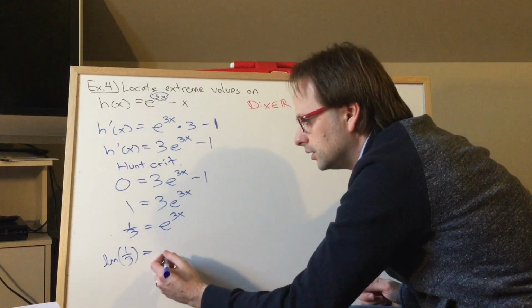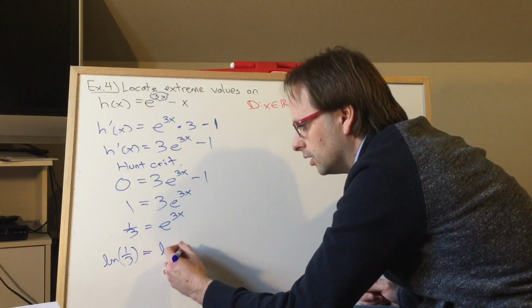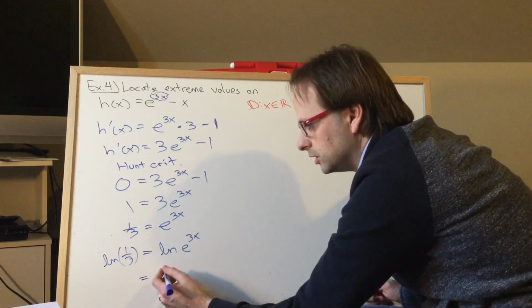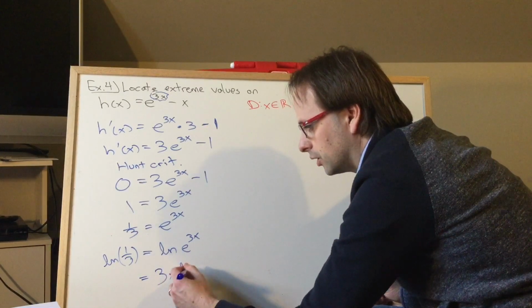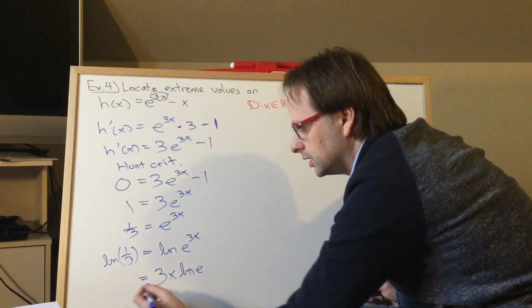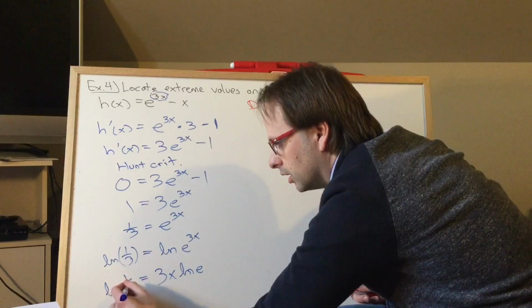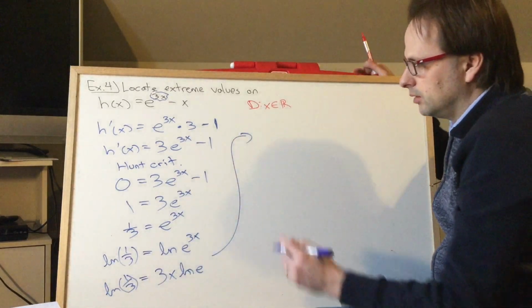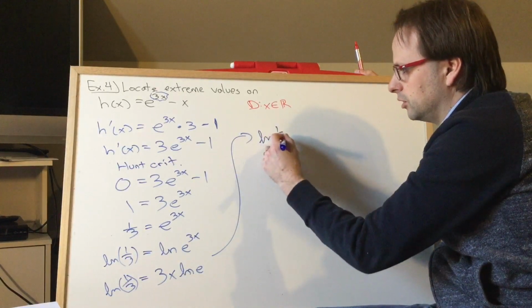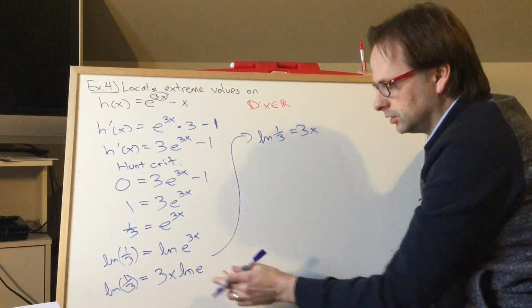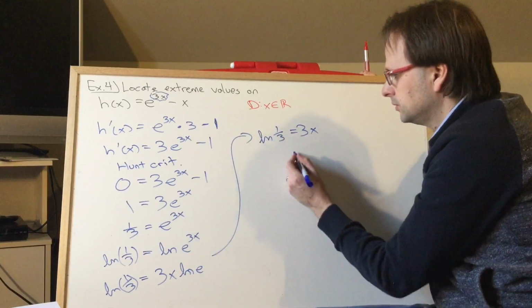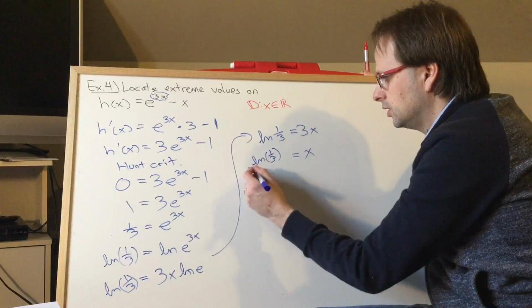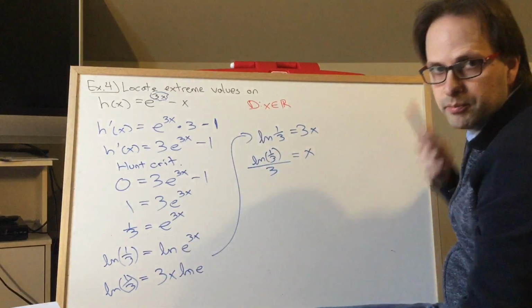ln of a third, ln of e to the 3x. And the great gift of logarithms is that you can bring your exponent down. So I have 3x ln e and ln of 1/3. Now, that really means ln of 1/3 equals 3x, because ln e is just 1. Or x is ln of 1/3 all divided by 3.